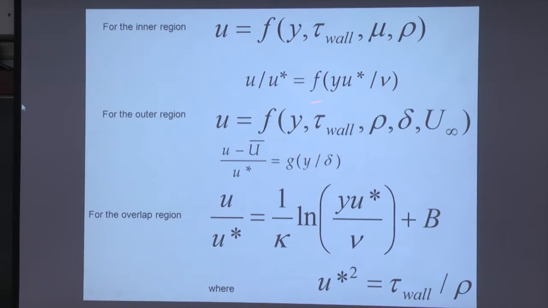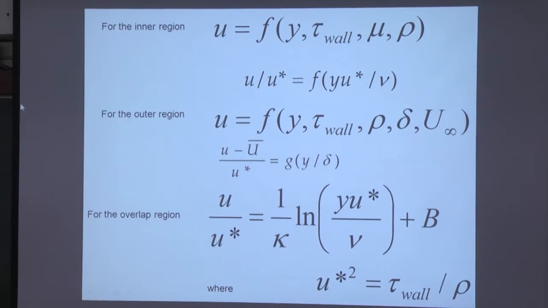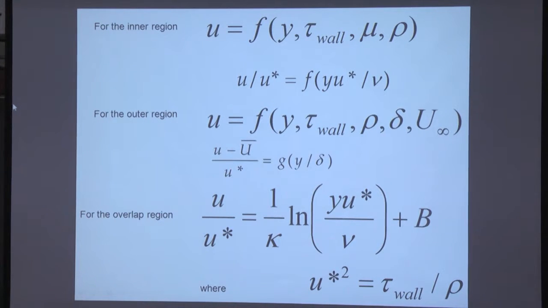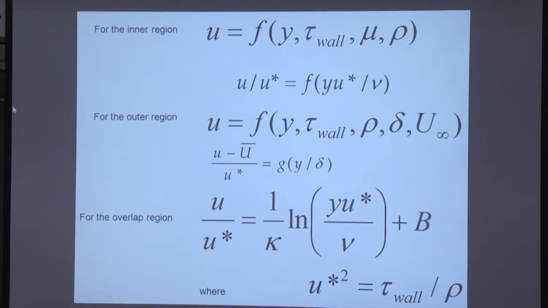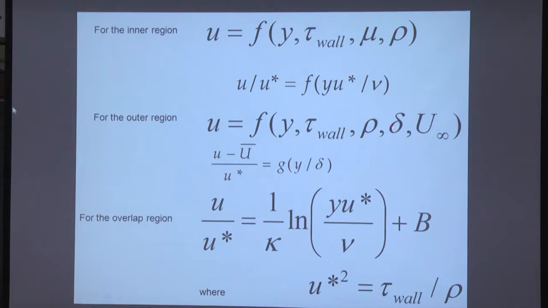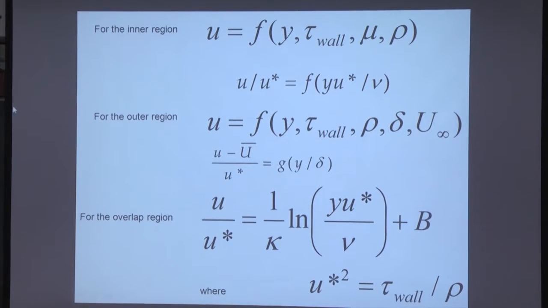The outer region, you can write it the same way here. Y, again tau wall is important because if there is no tau wall, there is no boundary layer. That's also an important parameter. Rho, delta, U infinity. Now what is interesting about this is not so much what is contained here, but what is not contained here.